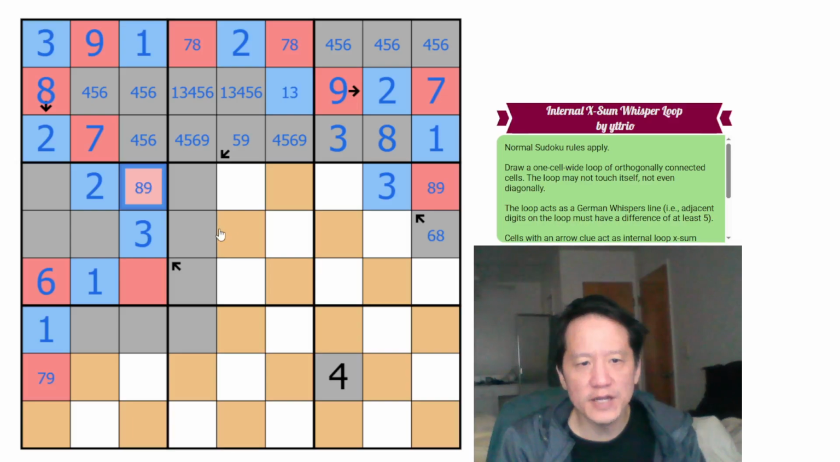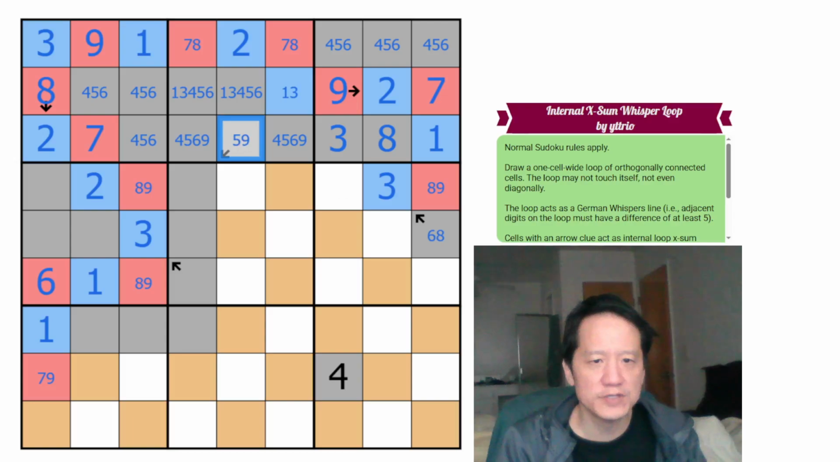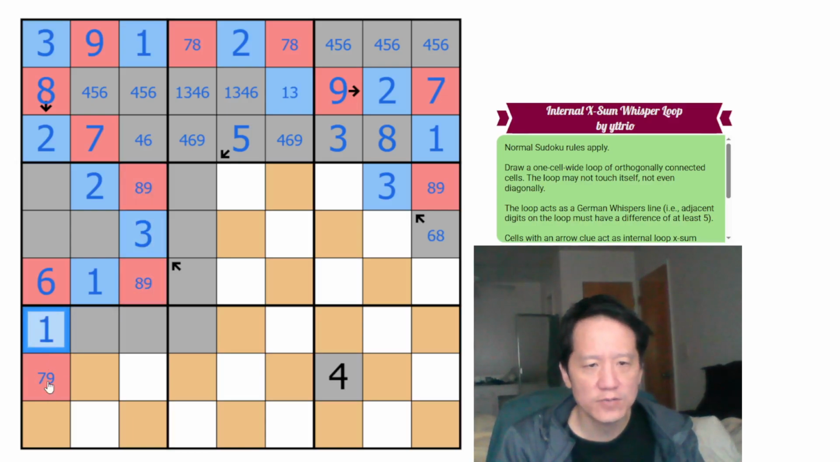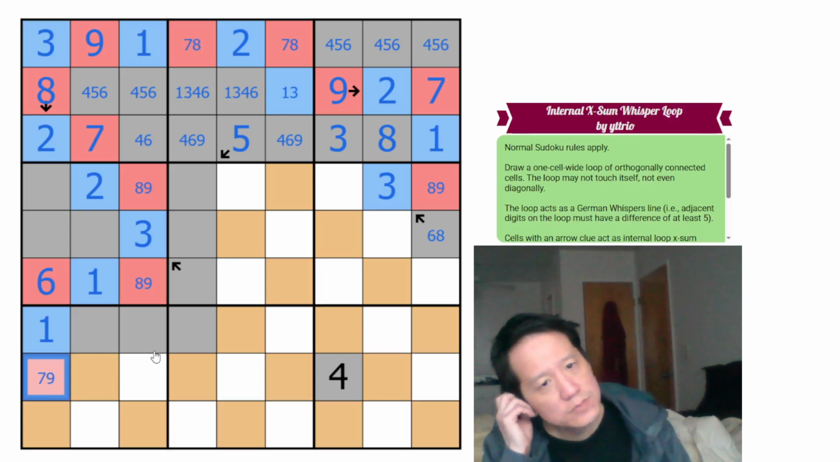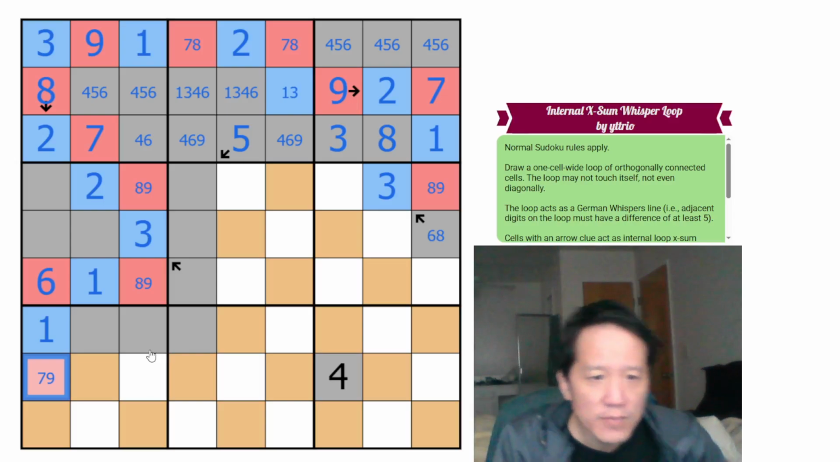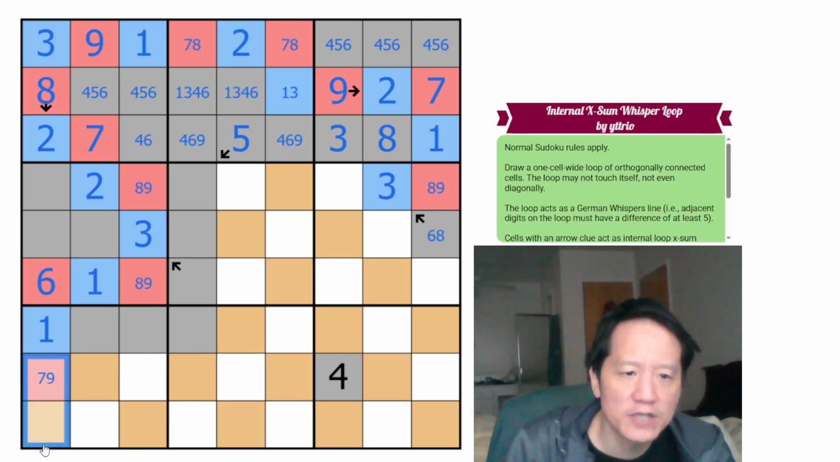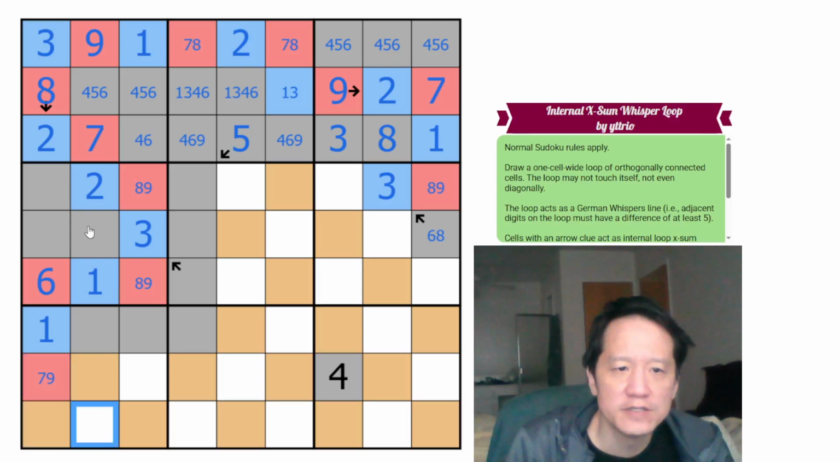This would have to be an 8, 9 pair here, because 3 can only be next to 8 and 9 on the loop. This has to be a 5, which means none of these can be 5. This can't be 5, and this can't be 5. We have an 8, 9 pair here. This is 3, 1. And, well, this one actually could go this way because 8 is not, we don't know where 8 is on the loop.